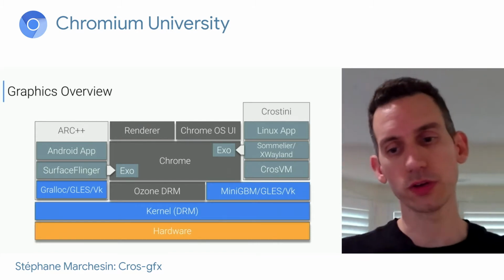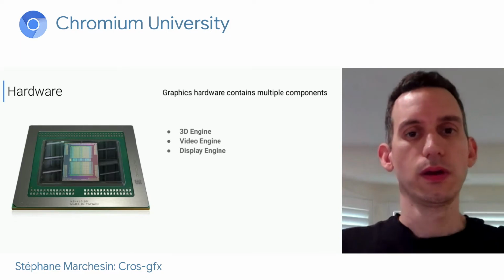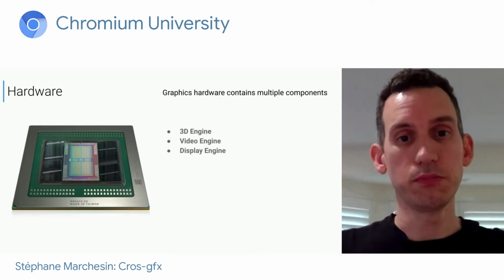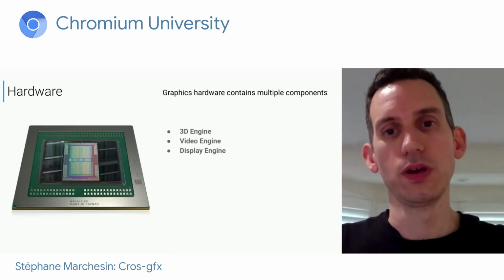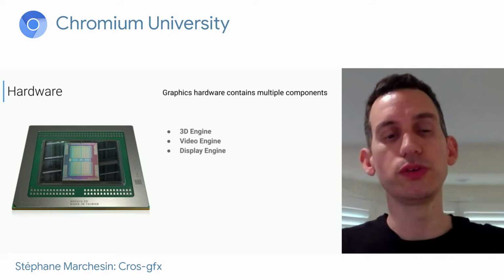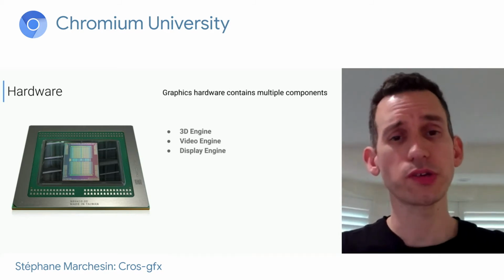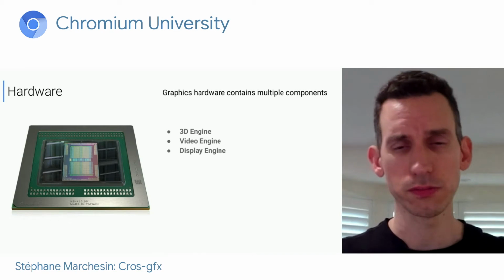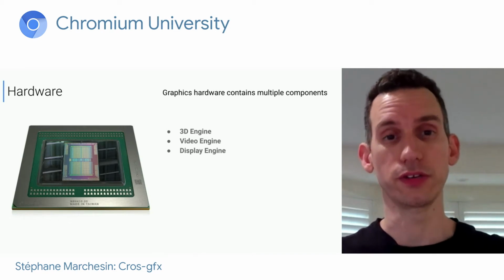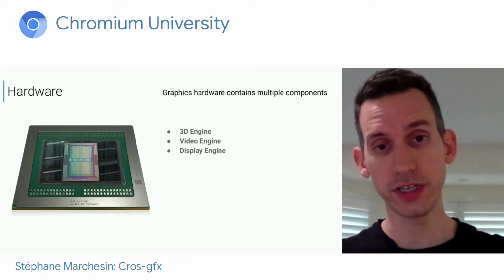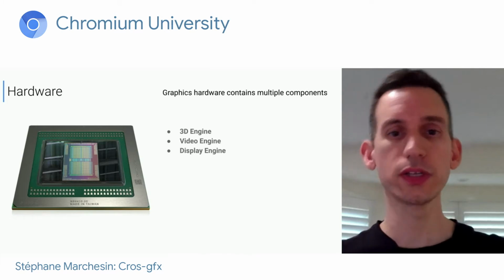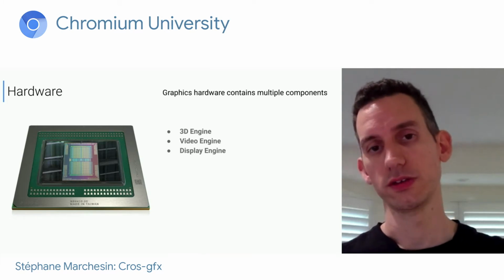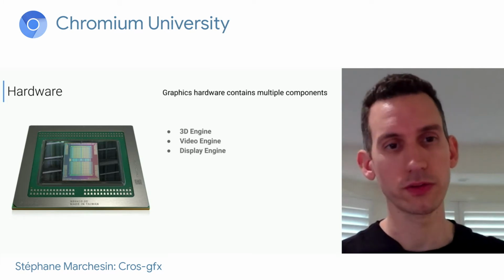So the hardware. The graphics hardware has many things in it, right? What we typically call a GPU or a graphics processor is actually a collection of different hardware units. There's three main units. They are the 3D engine, the video engine, and the display engine. So let's see what each of them does.